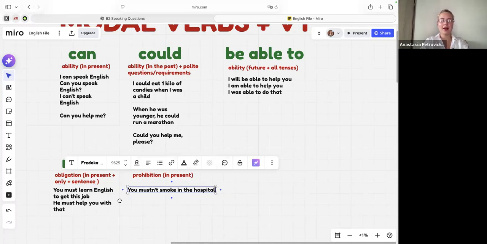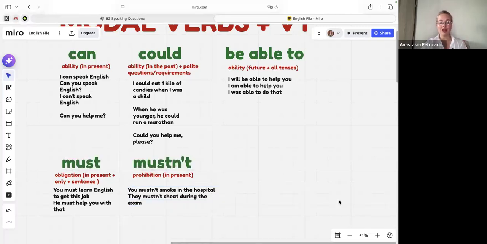So you mustn't smoke in the hospital, or I don't know, he, she, they mustn't cheat, списувати. They mustn't cheat during the exam. Не можна. Не можна і все. So this is prohibition. Very strong one.